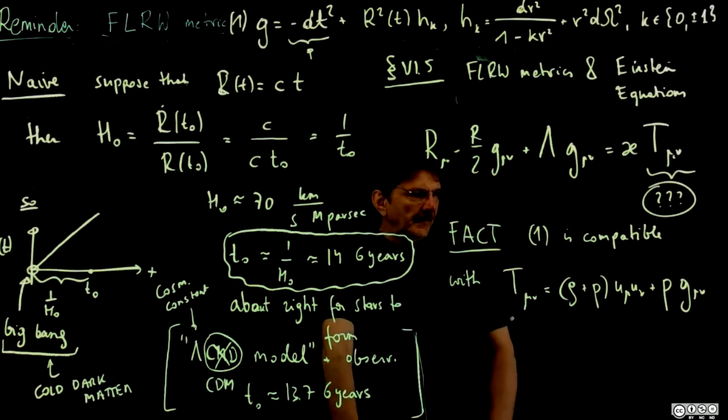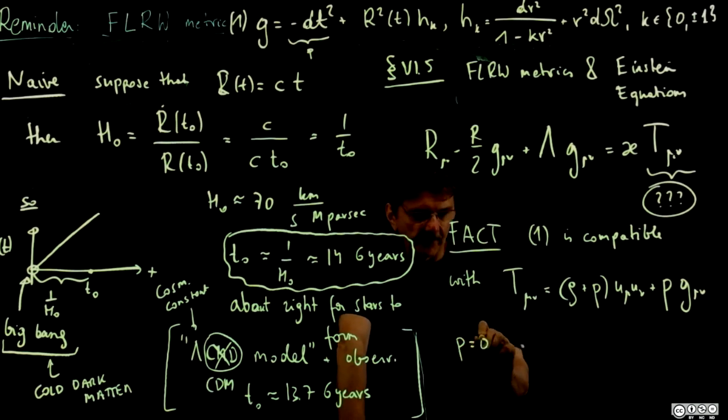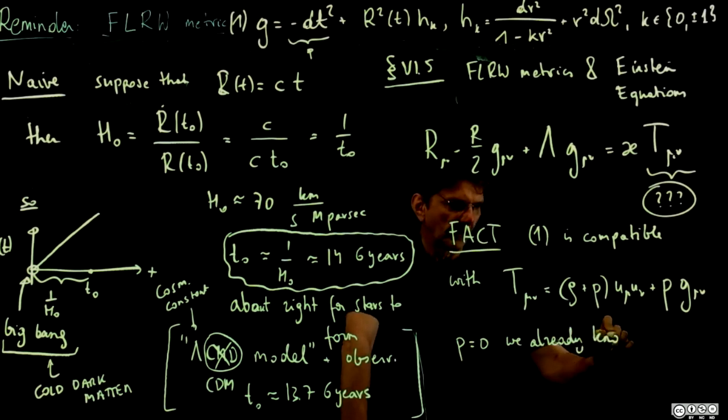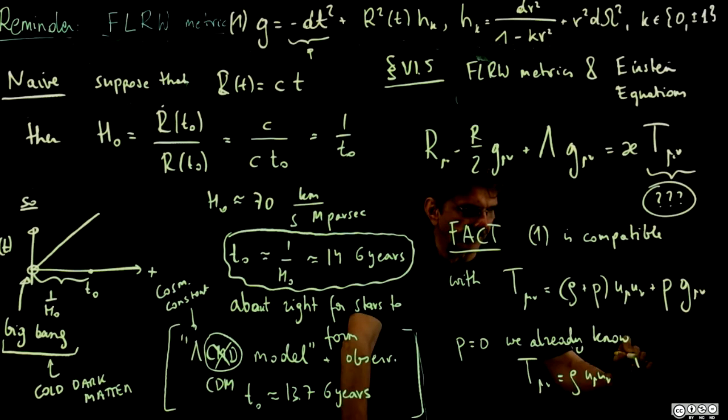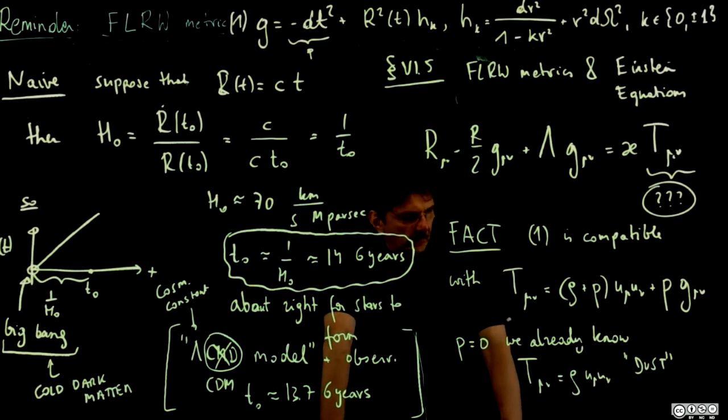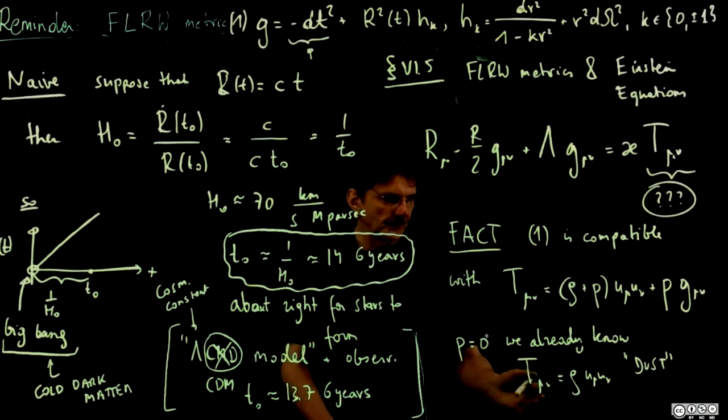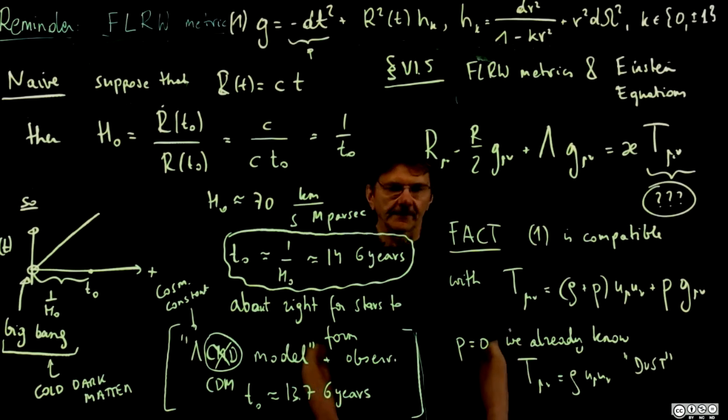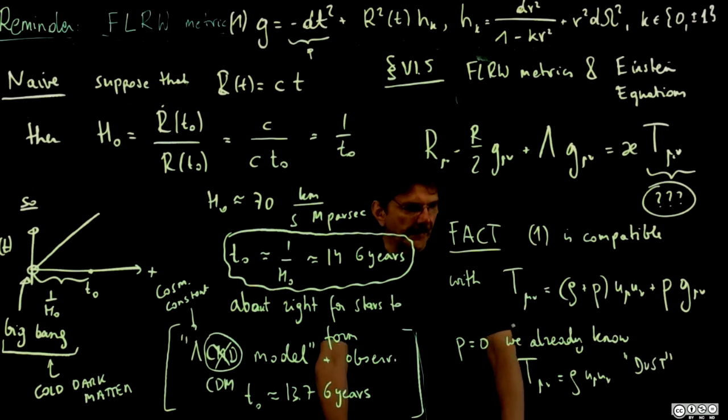Good. So p equals zero, we already know. So T mu nu is equal to rho u mu u nu, then this is dust. So one could say, let's think of galaxies or maybe clusters of galaxies being described by dust. So self-gravitating gas, so they just interact gravitationally. And so rho would be the density of these things.